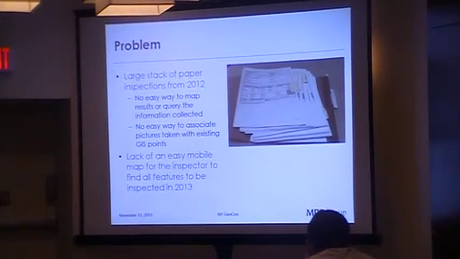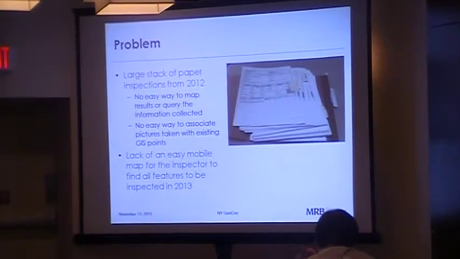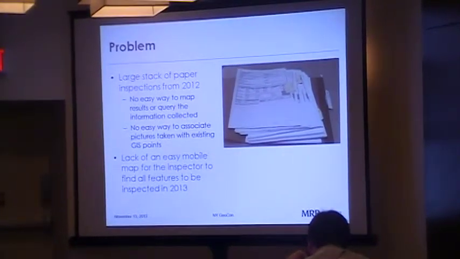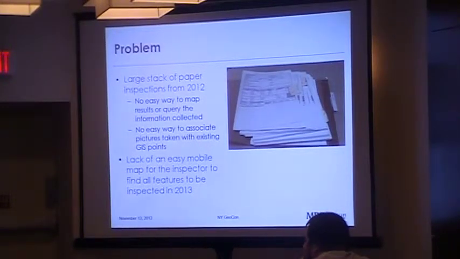So the problem is, last year we did the inspections, and what we were left with was this giant stack of paper that now sits in my filing cabinet taking up space, which you can tell I'm really happy about from the sarcasm of my voice. The problem with that is, if you've done GIS long enough, you'll know that there's no easy way to map that stack of paper. It's going to take some manual effort, and that's something we're going to try to avoid by using this mobile data collection routine.